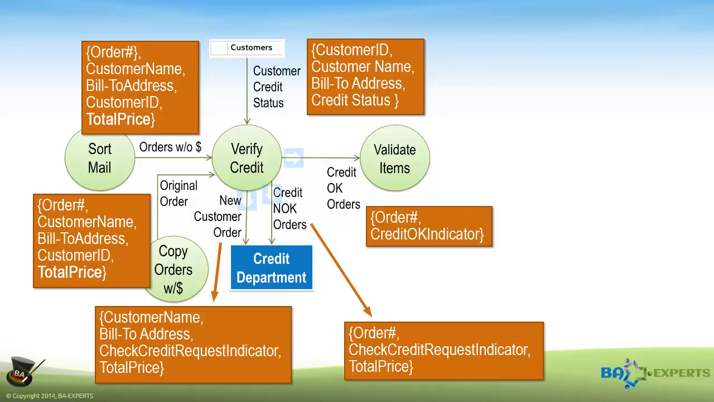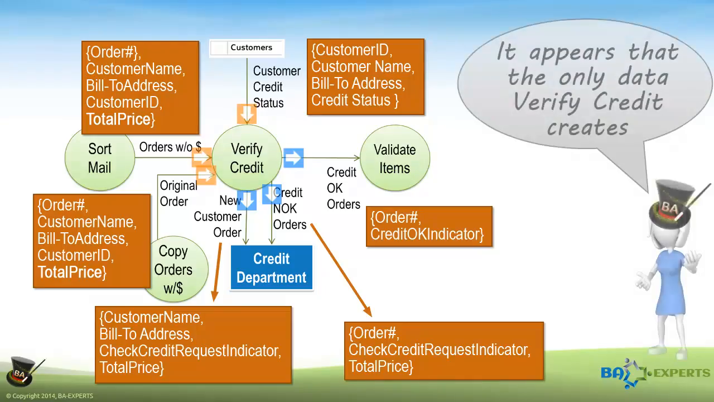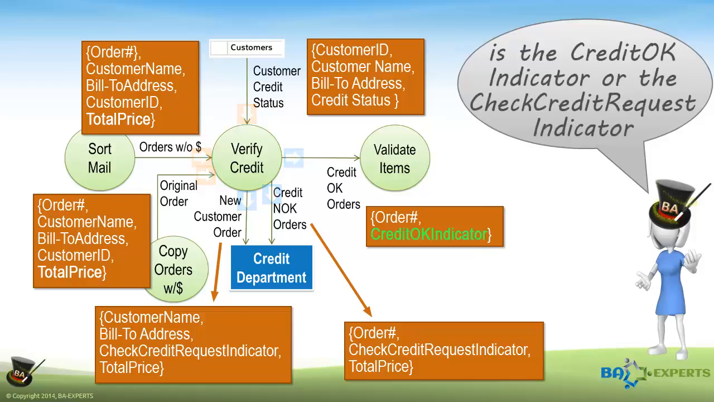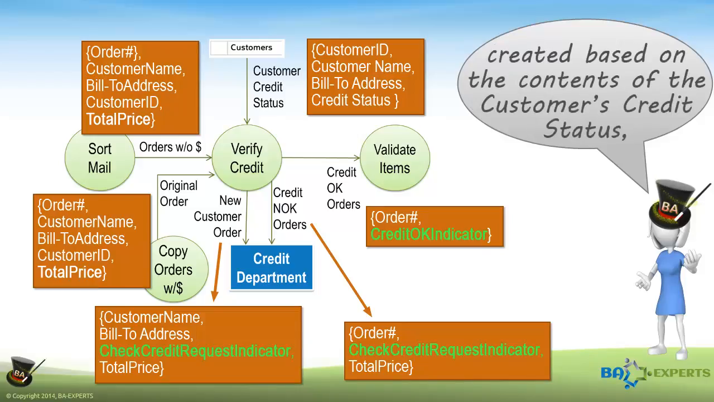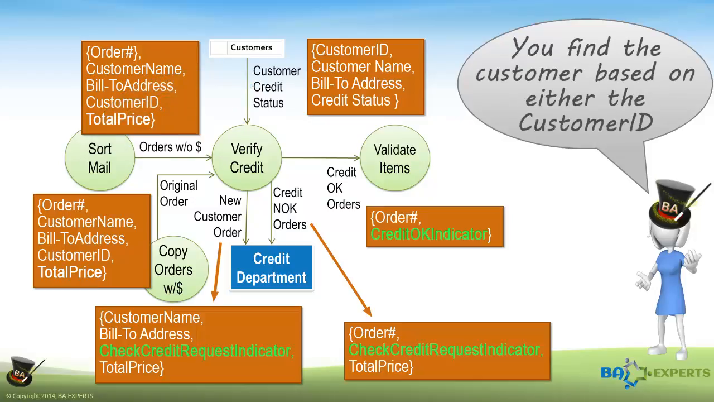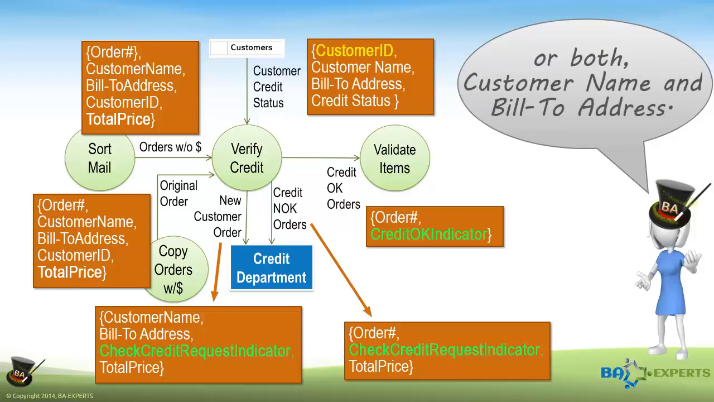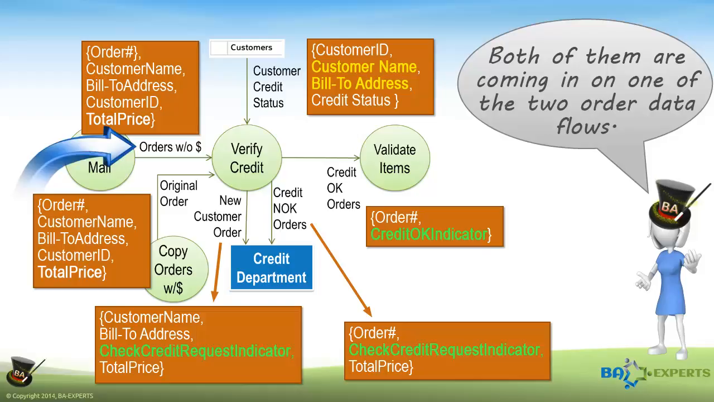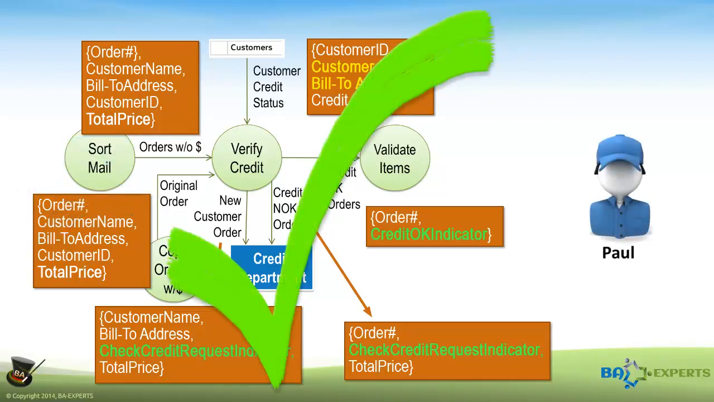Having dealt with all outgoing and incoming flows, I now review the results with Paul. It appears that the only data Verify Credit creates is the Credit OK indicator or the Check Credit Request indicator. Both of them are created based on the contents of the customer's credit status, which is coming out of the customer's file. You find the customer based on either the customer ID or both customer name and bill to address. Both of them are coming in on one of the two order data flows. Is that all correct? Paul agrees.